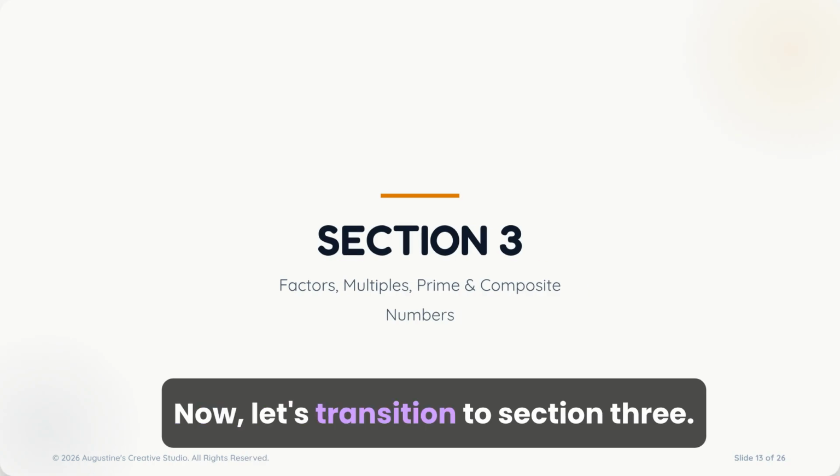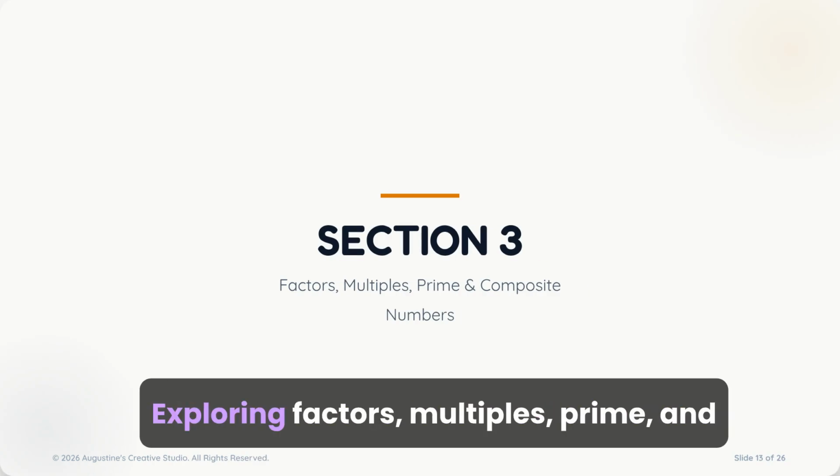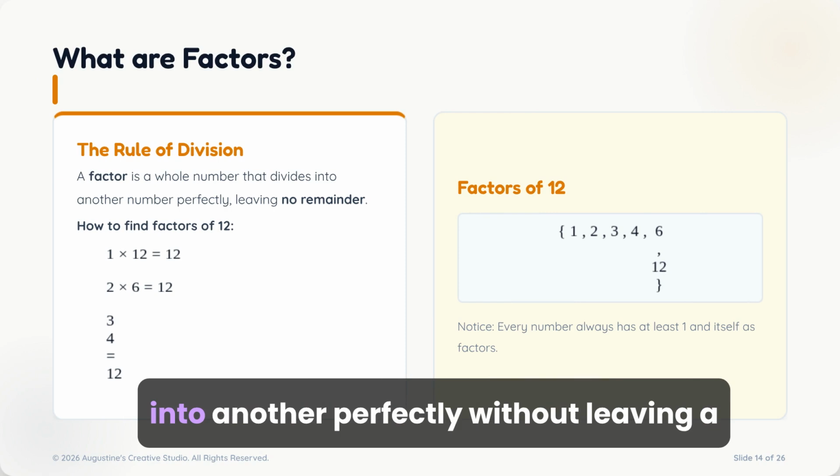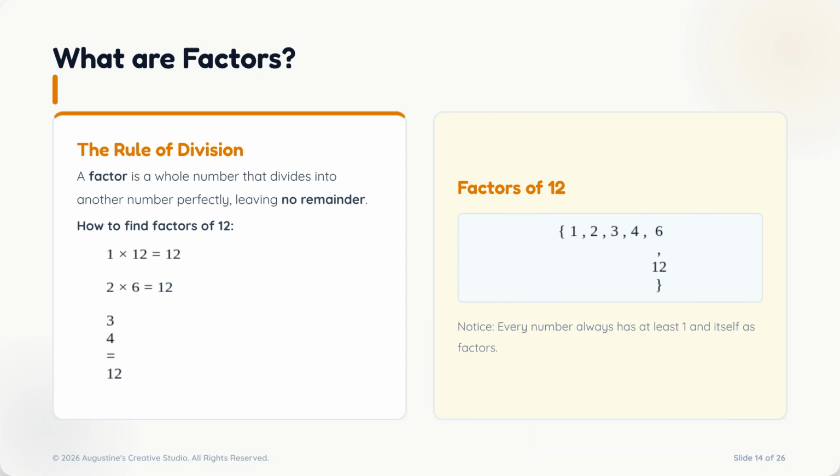Now, let's transition to Section 3, exploring factors, multiples, prime, and composite numbers. A factor is a whole number that divides into another perfectly without leaving a remainder. For instance, the factors of 12 are 1, 2, 3, 4, 6, and 12. Remember, every number has at least 1 and itself as factors.